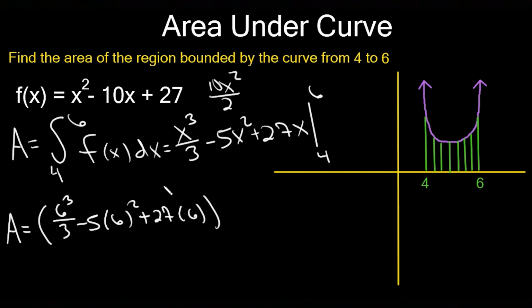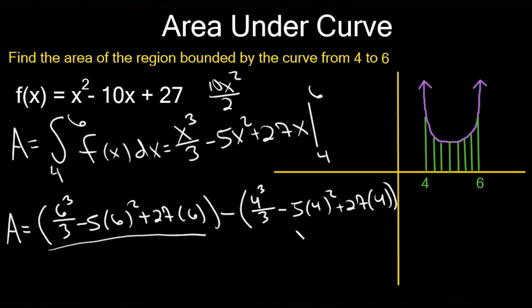There's the first part. Then we have minus, and we're going to do the same thing, this time for the lower limit, in this case here 4. So I'm going to plug in here 4 to the third power all over 3, and then I have minus 5 times 4 all to the second power, and then finally plus 27 times 4, and there we go. That part is done. So you're going to want to use your calculator here. You're going to go ahead and get this part here, then you'll get this part, and then you will subtract them.